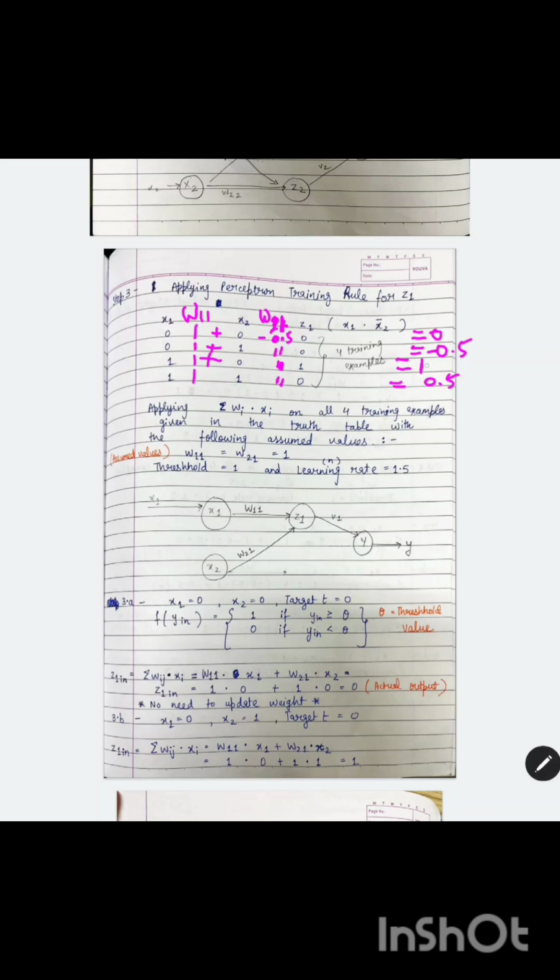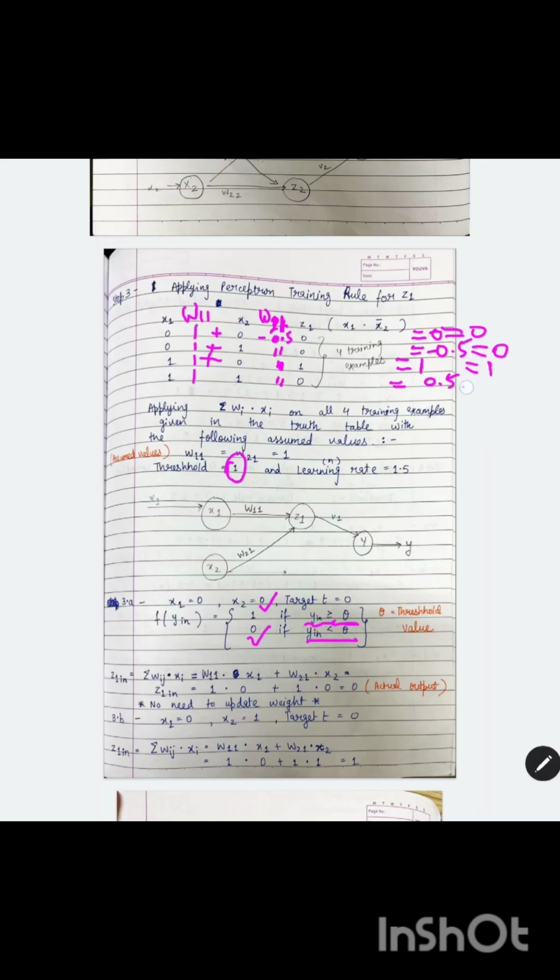If you remember, our function is: if it is greater than or equal to theta, the threshold value, we get the output as 1. If it is less than theta, we have the output as 0. What is the value of theta, the threshold? The value of theta is 1. So if it is less than 1, the output is 0. Is it less than 1? Yes, so the output is 0. Is it less than 1? Yes, so the output is 0. Is it less than 1? No. Since it is equal to 1, the output is 1.